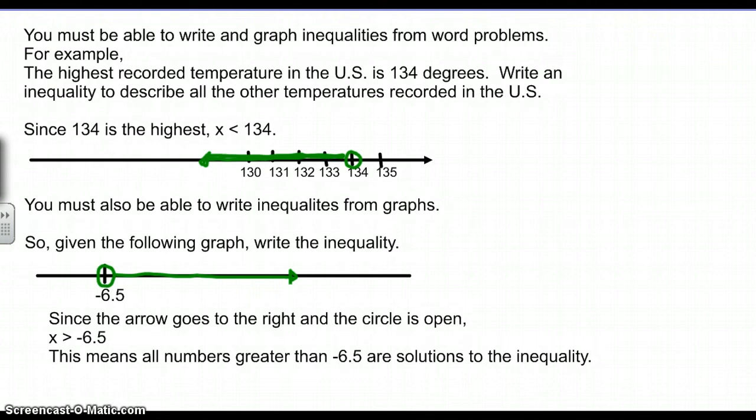So given the following graph, write the inequality. Well, since the graph is going to the right, we know that it's either greater than or equal to. Because it's an open circle, it can only be greater than. So in this case, x is greater than the data point given, which is -6.5. That means that all the numbers greater than -6.5 are solutions to the inequality.